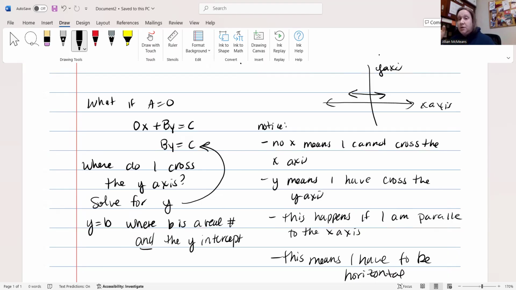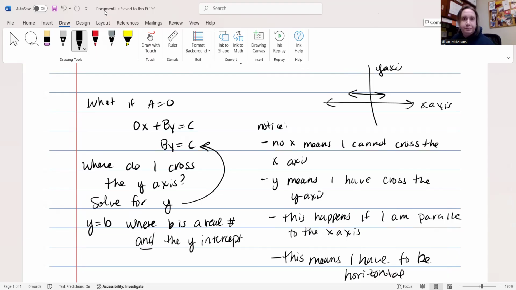If B is 0, the B factor on y is 0, so the y term becomes 0, leaving ax equals c. With no y, you can't touch the y-axis. With an x, you have to touch the x-axis. The only way to do that is to be parallel to the y-axis, which makes us a vertical line. To figure out the x-intercept, you just solve for x, okay? So that's the heart and soul of what I'm about to show you on your actual notes packet.